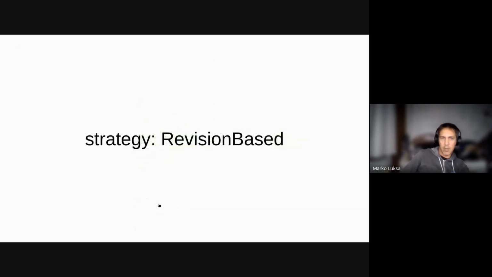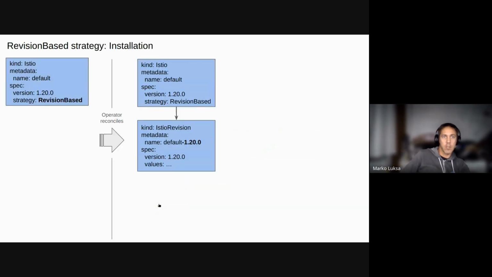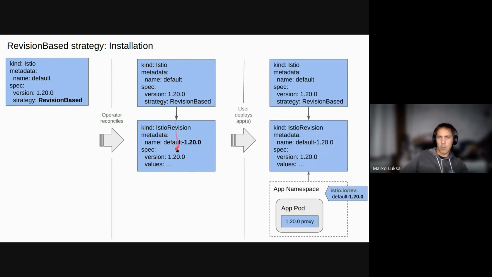The revision-based strategy is much more involved, of course. During creation, after you create the Istio resource with the revision-based strategy, the Istio revision that gets created contains the actual version in its name, because to have two revisions concurrently, you have to have different names for them. So the version gets appended to the name of the Istio resource.